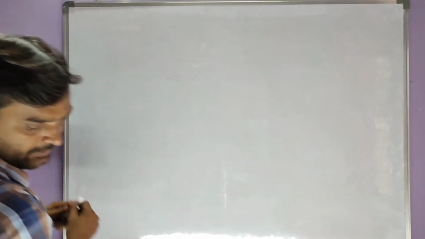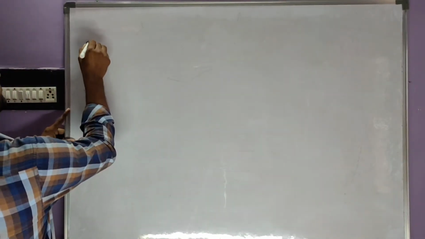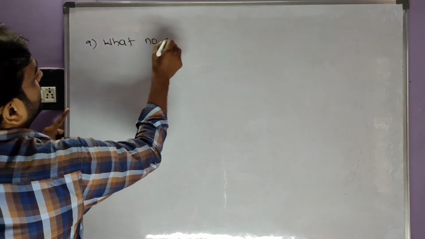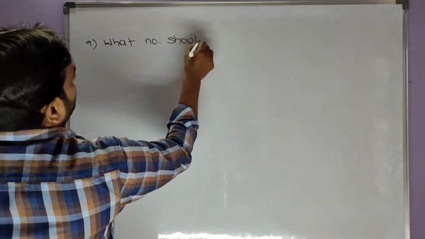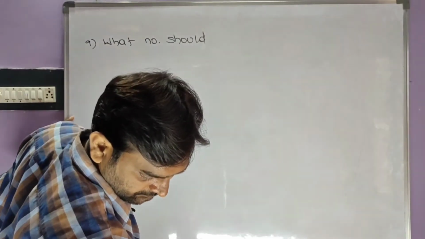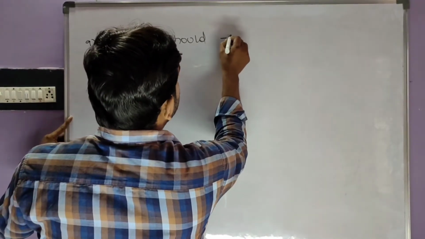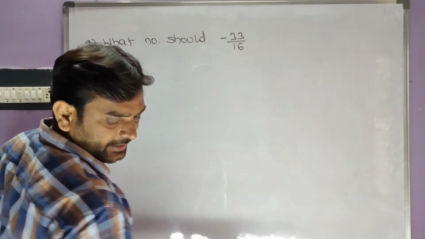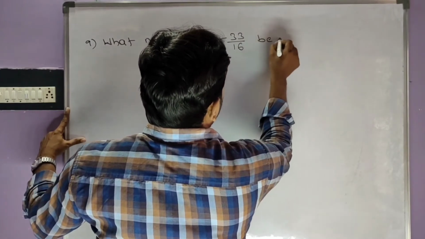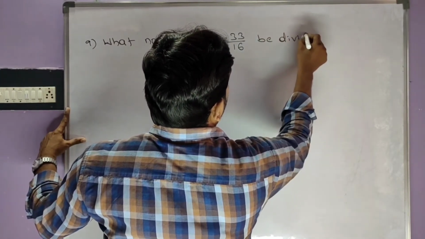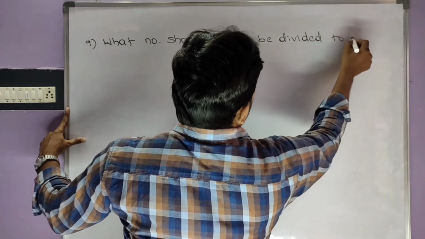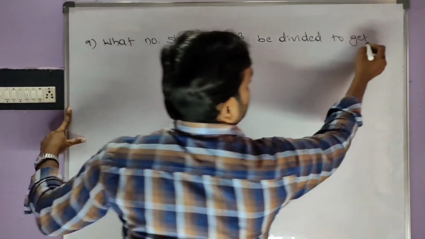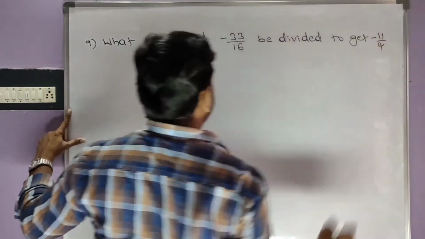Here the question is, what number should minus 33 by 16 be divided by to get minus 11 by 4?